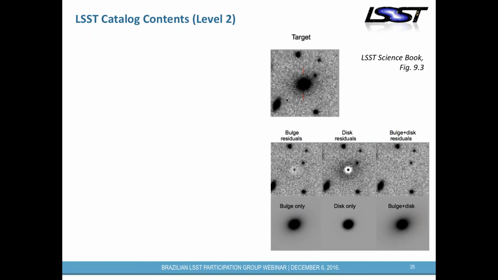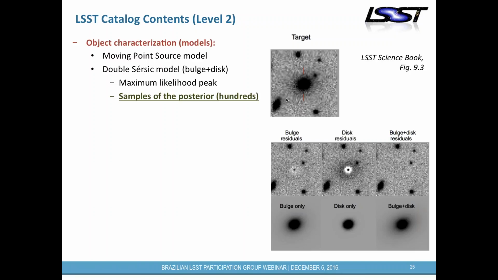So here's one more slide, a little bit more in depth on what that catalog is going to have. When we say we're going to detect objects and characterize them, what we typically mean is, for one, we will do things such as aperture magnitudes and PSF magnitudes. But I think the more interesting measurements are going to be models that we're going to be fitting to every single detection. The two that we'll be fitting to every single detection are a moving point source model, which is intended to represent stars, mostly stars.